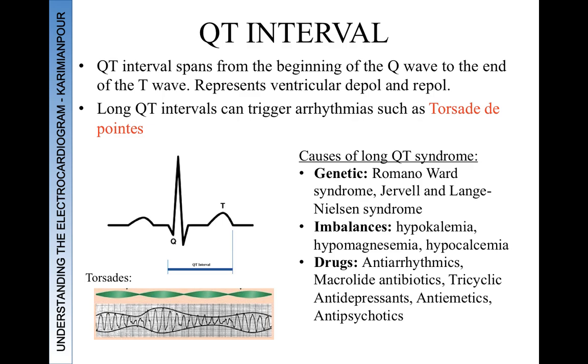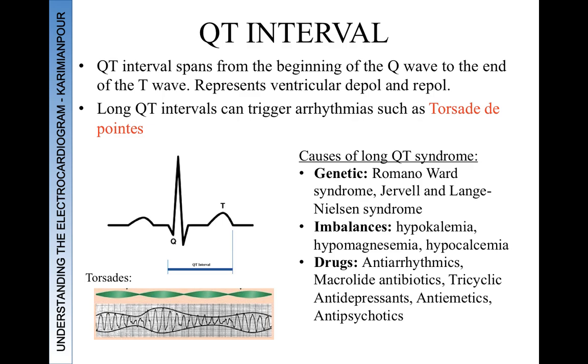There are multiple causes for long QT syndromes. The genetic causes are the Romano-Ward syndrome and Jervell and Lange-Nielsen syndrome. So typically the way that these show up on the boards is they'll say that somebody has a history of sudden cardiac death and sensorineural hearing loss. There are imbalances of electrolytes such as hypokalemia, hypomagnesemia, hypocalcemia. These can cause prolonged QT.